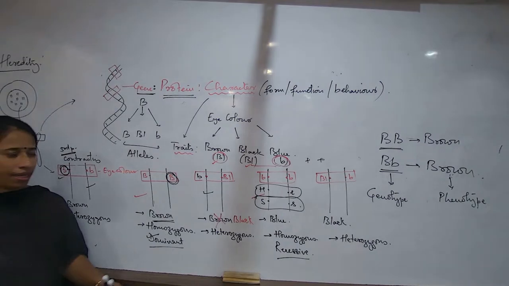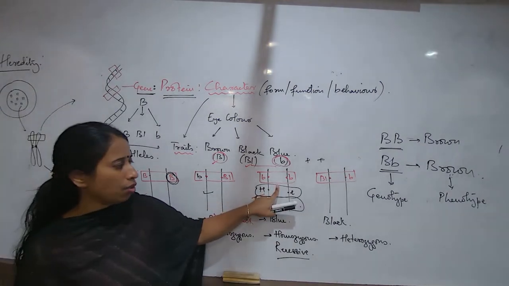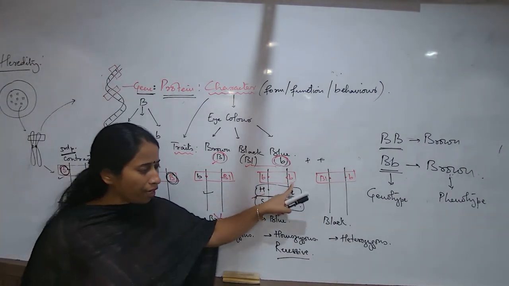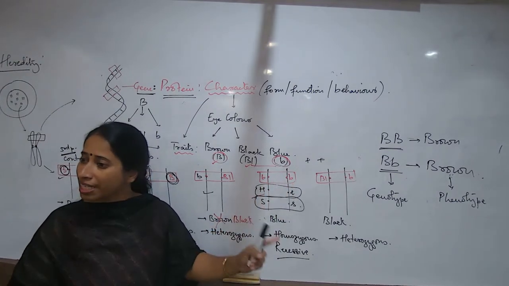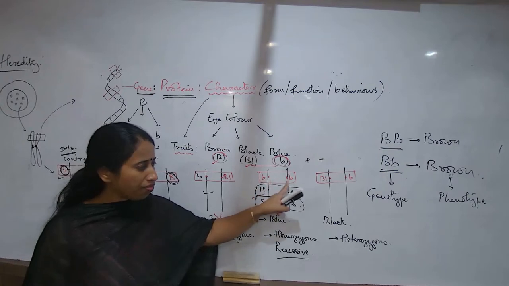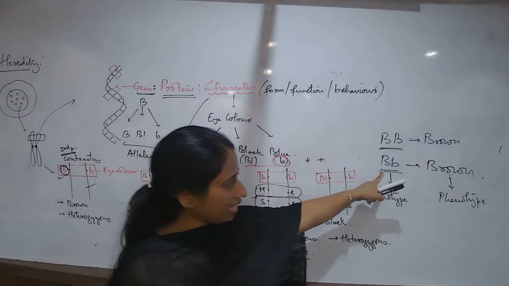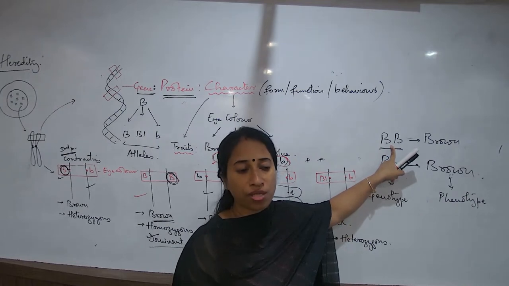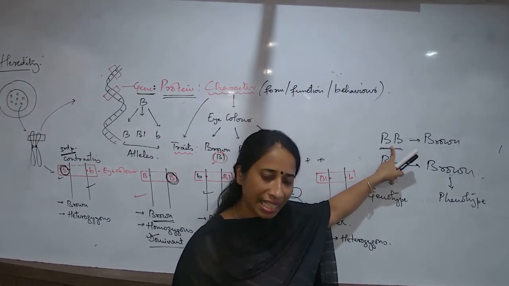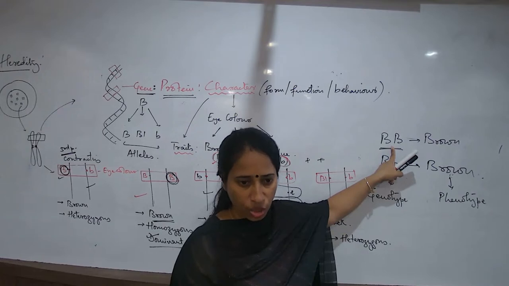The pair of alleles for a gene that regulate different forms of a character is known as the genotype. Again, come across what I told you right now. What is the genotype? The pair of alleles, sometimes homozygous, sometimes heterozygous, that is regulating the different forms of a character. That is what is known as genotype.